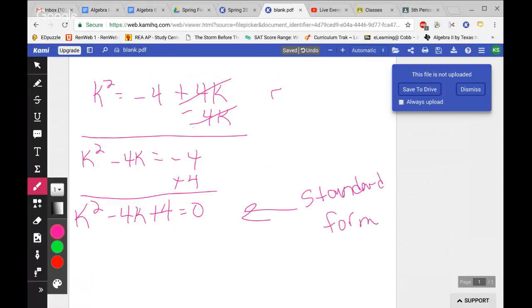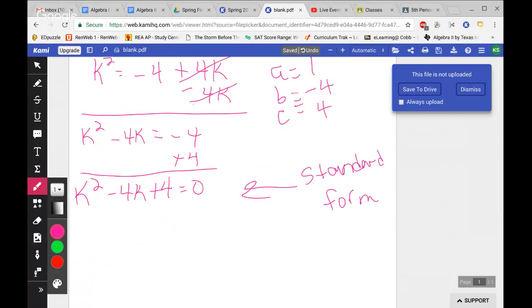Do you guys both have that pretty well nailed down? Okay. So now we're going to identify A, B, and C. I recommend that you do this on the final. So what would A be? 1. Yes. And what would B be? -4. And C? 4. Good job. Y'all did great.